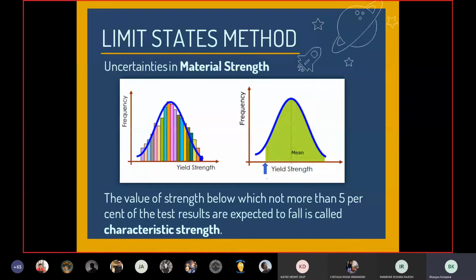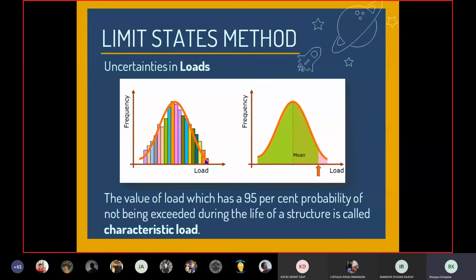Do you get it? Yeah. And when we are talking about loads, see, it's very simple. There's capacity, there's demand. One thing is established: the capacity should always be greater than demand. So we are going to look at the minimum strength the material will have and the maximum loads that are going to be exerted. Do you understand?